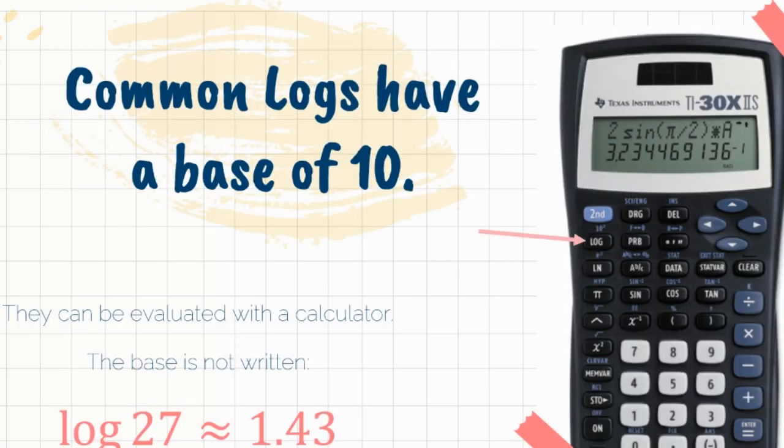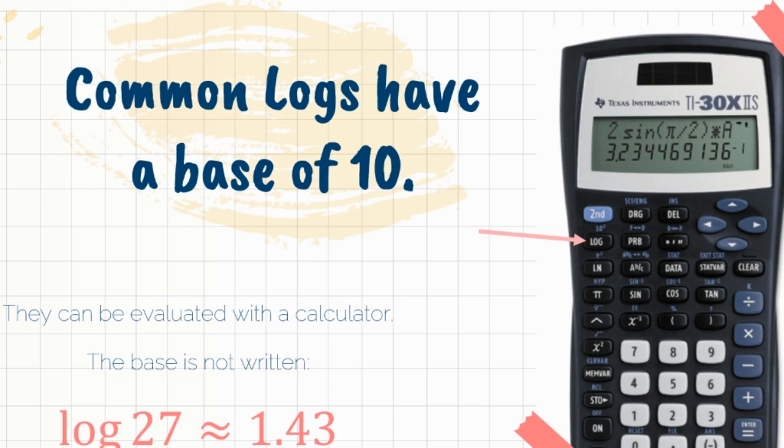Common logs are logs that have a base of 10. We use that log button on our calculator. And when we're taking a log base 10 or a common log, the base is not written. So for example, if I wanted to find the log of 27, I would punch in my calculator, hit the log button, 27, and then hit equals. And I'm going to get a decimal, okay? These are going to be longer decimals.